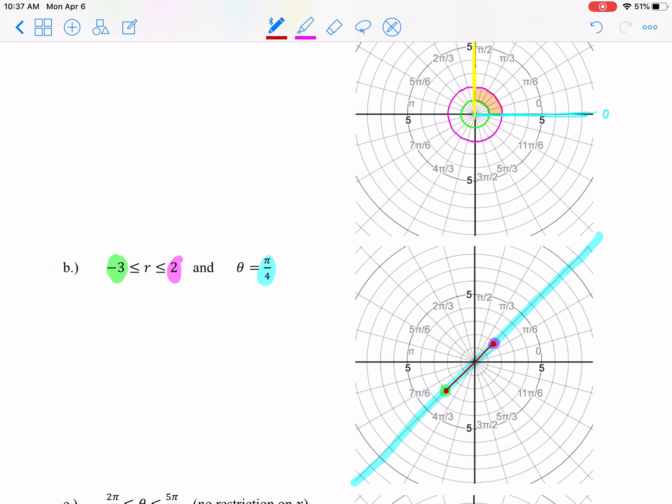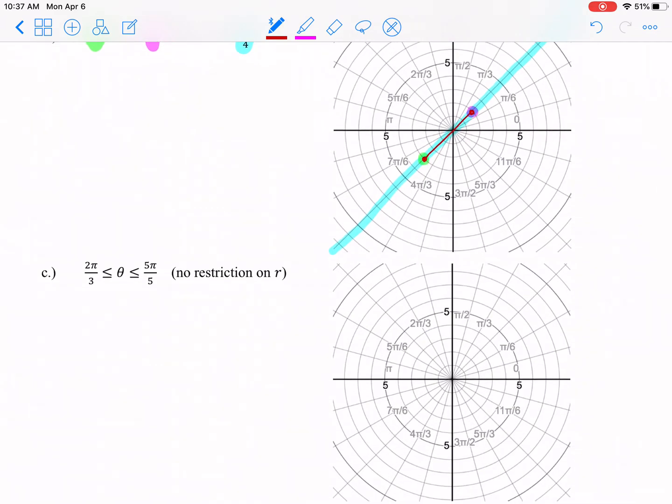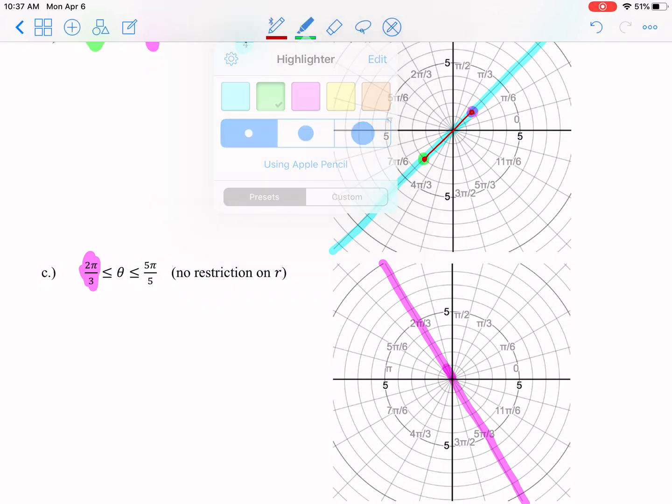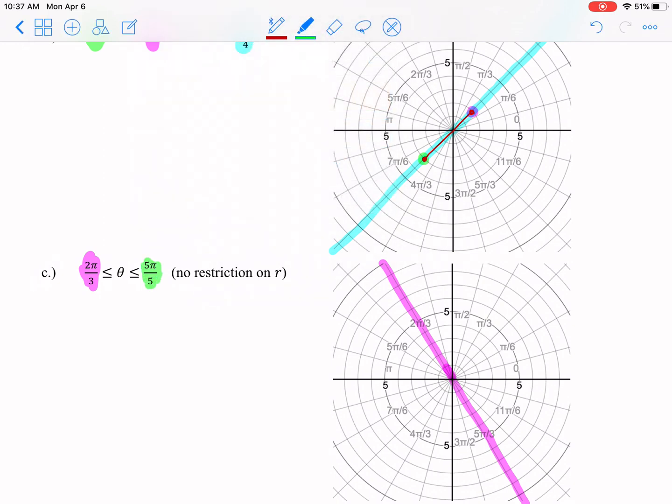All right, let's take a look at this next one. We just need anything between the angle 2 pi over 3. Do that in pink. So 2 pi over 3, both here, and then we also need to consider that we can have negative radii. So that angle continues on that way. And then also 5 pi over 5.